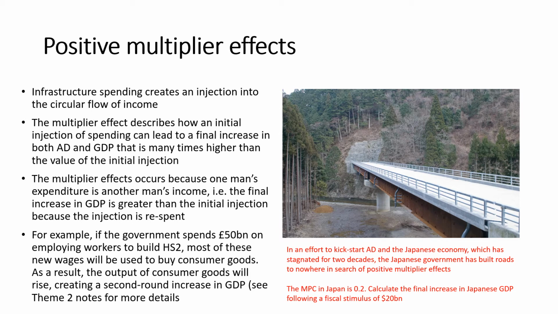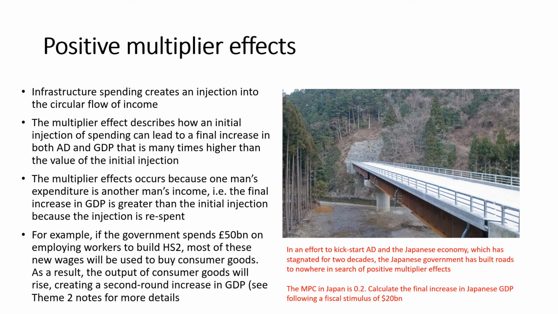What causes the multiplier effect? Well, to understand that, you need to appreciate that one man's expenditure is another man's income. In other words, the final increase in GDP is greater than the initial injection because the injection's respent many, many times. For example, if the government spends £50 billion on employing workers to build HS2, most of these new wages will be used to buy consumer goods.